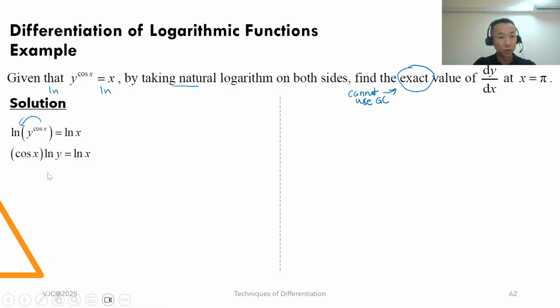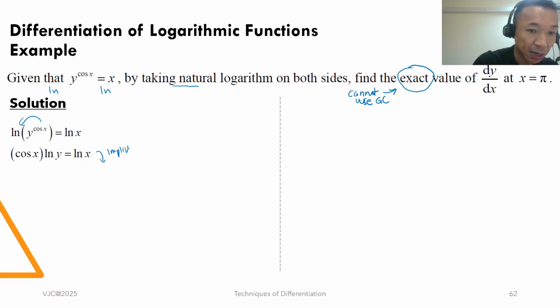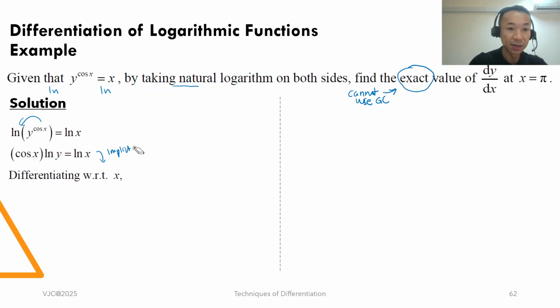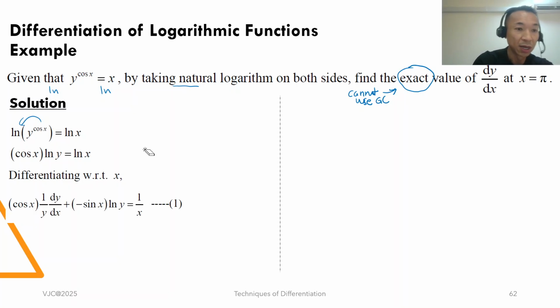Then what do we do? They already give you a hint like that, so it's fine, we will deal with it using implicit differentiation. Differentiating with respect to x, we get this. This is product rule, from here to here is product rule.